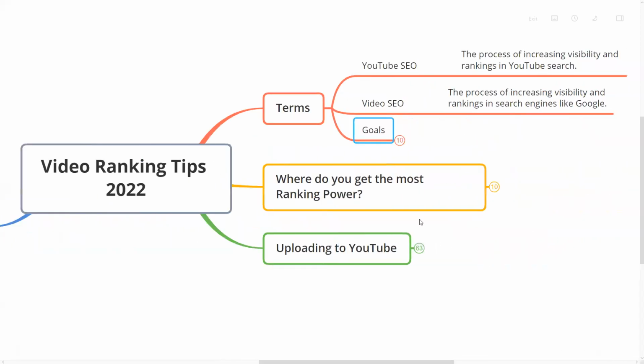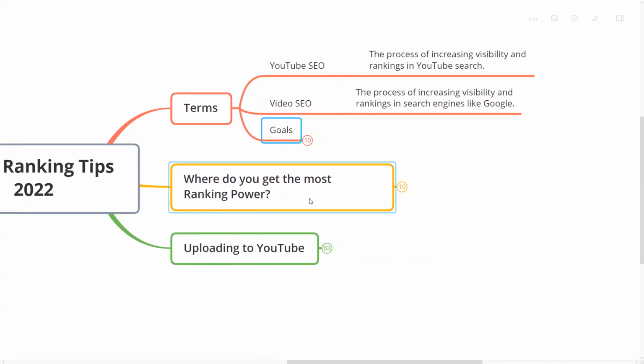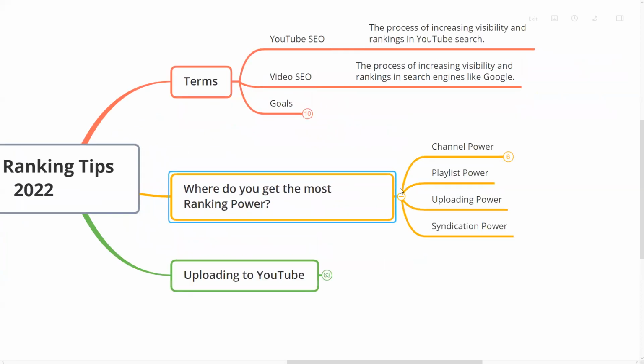Now, a lot of people go, well, I've got a really good video. It should rank. It's got great keywords. It's got great tags and descriptions. Well, that's part of it. So what actually affects the ranking of a video? Well, what a lot of people don't tell you, it's the channel power.